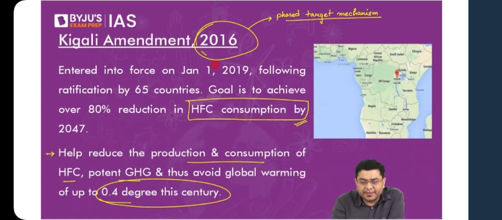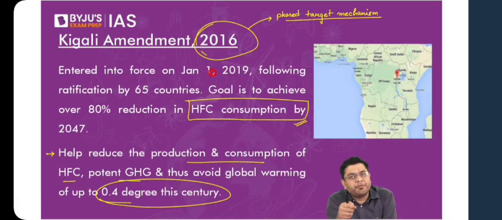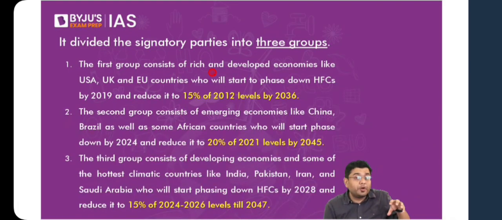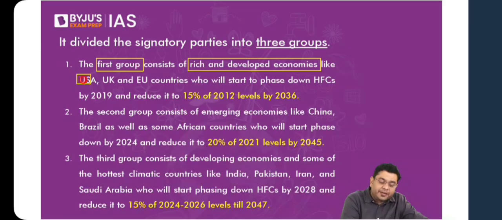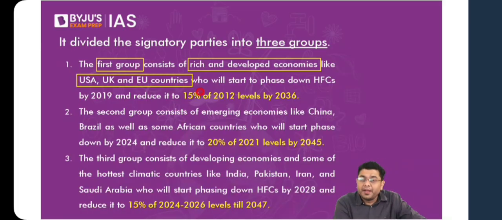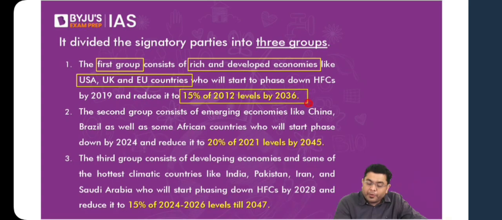Now, that phase targeting mechanism was basically that when we talk about the achievement of elimination of these HFCs or any of these gases, you cannot have the same metric for a country like United States and the same metric for a country like India, Bangladesh, or Pakistan. That cannot happen in the same category. So that is why, based upon the economic parameters as well as the requirement of cooling, there was a phase target which was given, and the countries were divided into distinct groups. So as per the grouping, the first group consisted of rich and developed economies like United States, UK, and EU countries. And what was the target? The target was to phase down the HFCs by 2019 and reduce it to 15% of 2012 levels by 2036. That was the target.